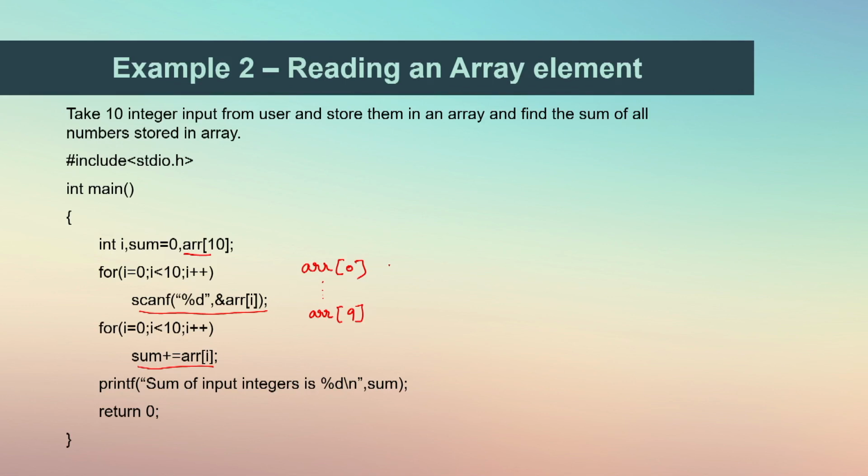Initially, at the first step, whatever value is stored in the element ARR of 0 will be added with sum, then ARR of 1 will be added with sum, then it goes on up to ARR of 9. So, all the elements will be added and the cumulative sum will be stored in the variable sum. Thereafter we can just display the variable sum.